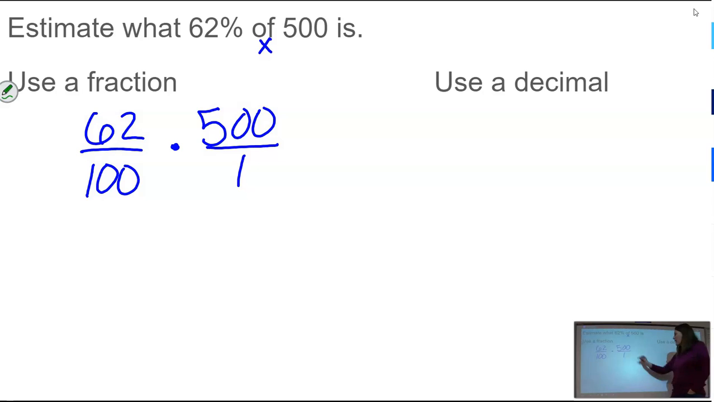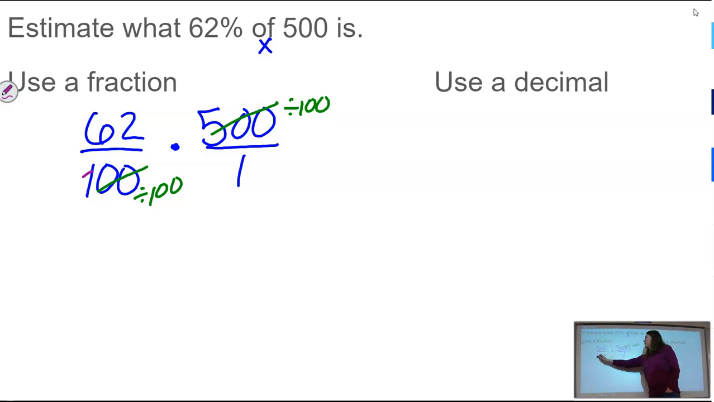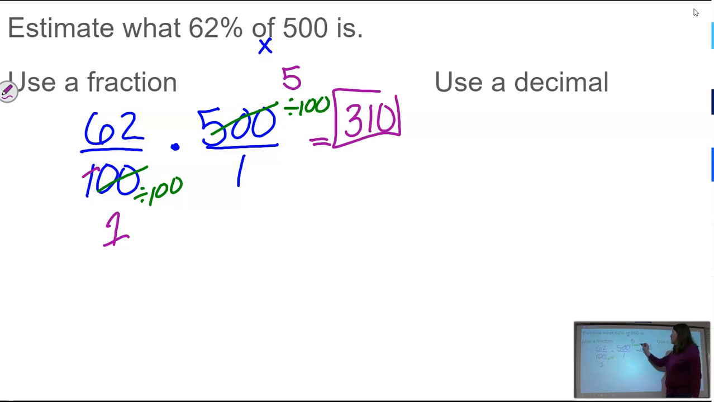I do want to simplify by dividing by 100 on the top and bottom first, so my multiplication is a little bit simpler. So when I do that, what do I get? This becomes a 1, and this becomes a 5. So then I get 62 times 5. Then I would get out my calculator and do 62 times 5, and that is 310. So this is my fraction form.